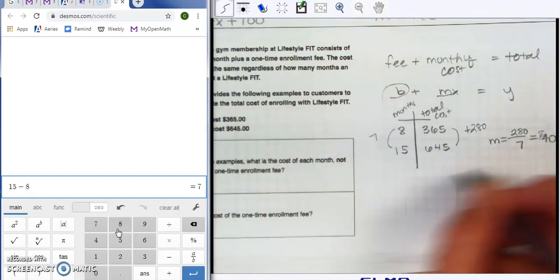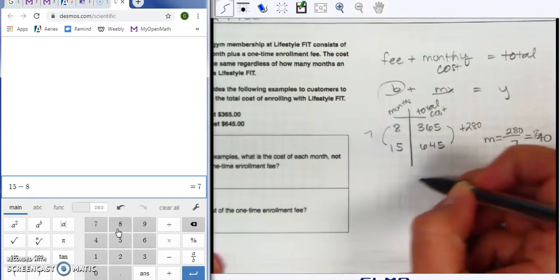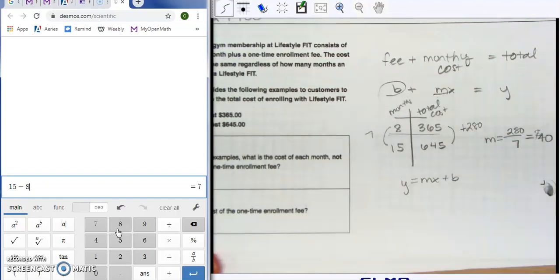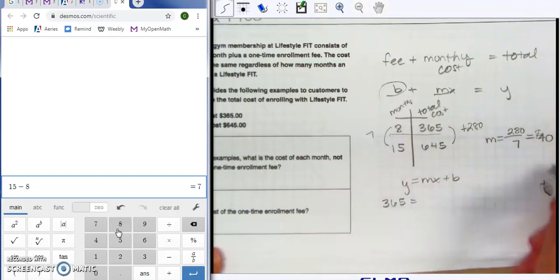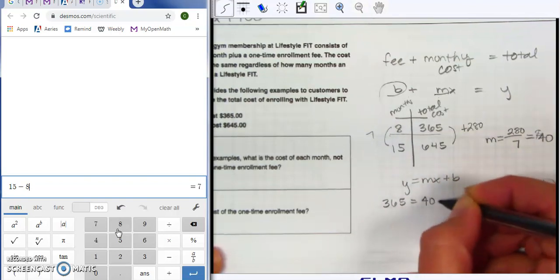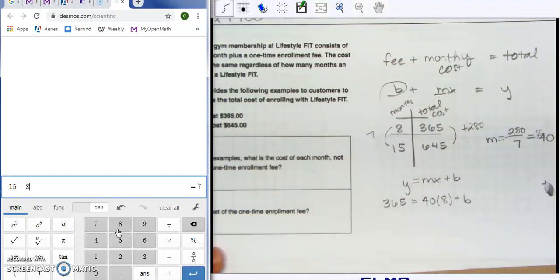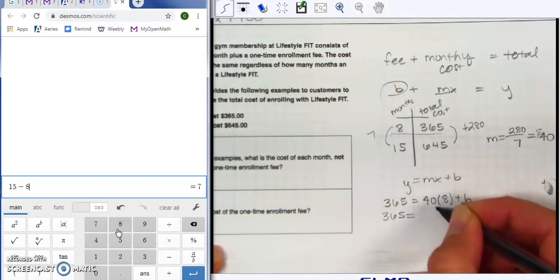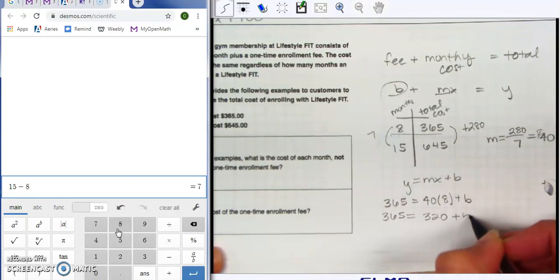All right, so let's go ahead and figure out what our beginning startup fee was. So all we do is plug that in. y equals mx plus b. I'm going to choose the one with smaller numbers because, hey, why not? If I can choose, I might as well pick the one with smaller numbers. So we have 365 would equal our change, which was 40 per month for 8 months, plus whatever that initial fee was, that startup fee. So that tells me I paid a total of $365, but the monthly cost should have only given me $320. So what was that initial fee?